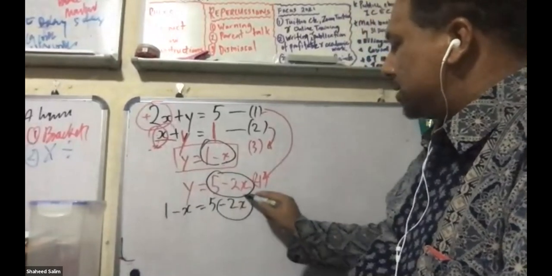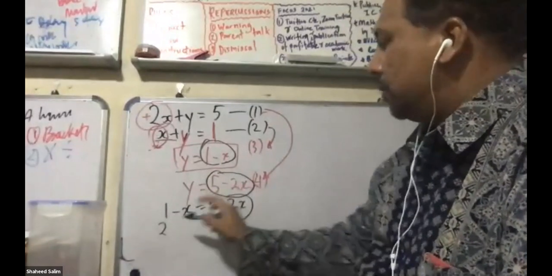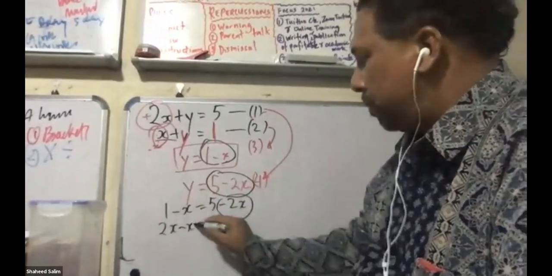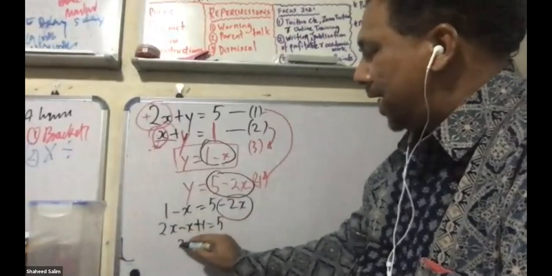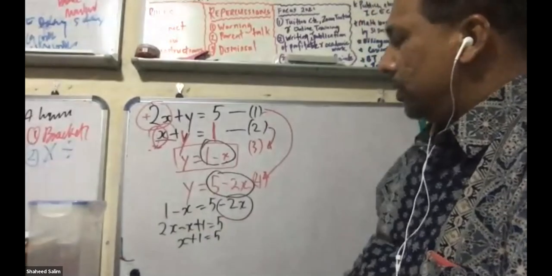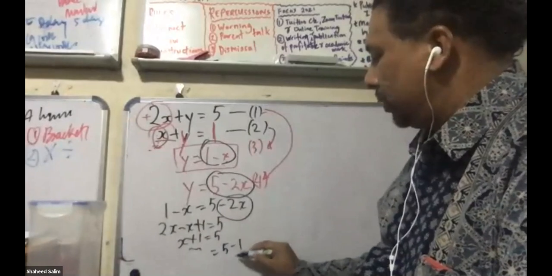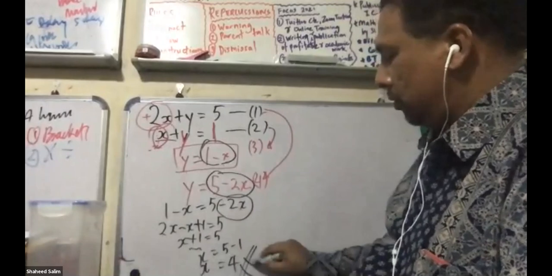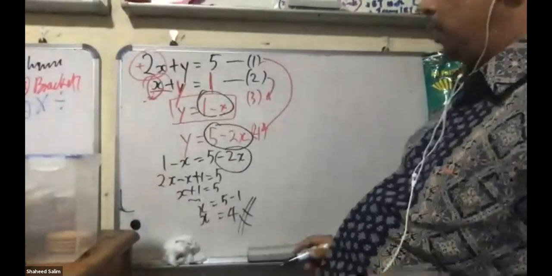I bring the minus 2x over to that side. Negative 2x becomes positive 2x. Minus x plus 1 equals 5. 2x minus x is x, plus 1 equals 5. Now the plus 1 I bring over to that side and it becomes minus 1, equals 4. X is equal to 4. You can see now, check where you made a mistake.